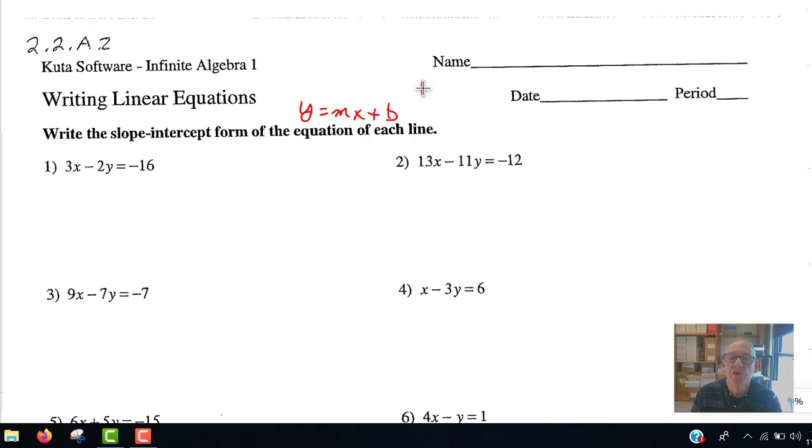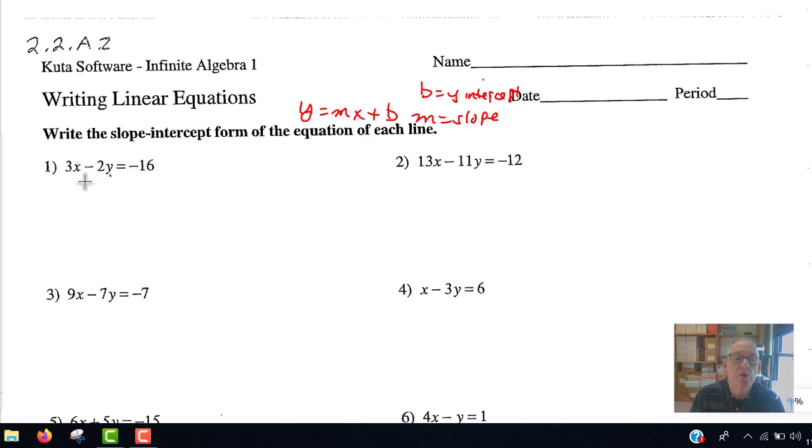Remember, b is the y-intercept, and m is the slope. So you want to get this in y equals form, which really means we need to solve these for y. So I'm going to leave the y where it's at, and this 3x needs to move to the other side of the equal sign.